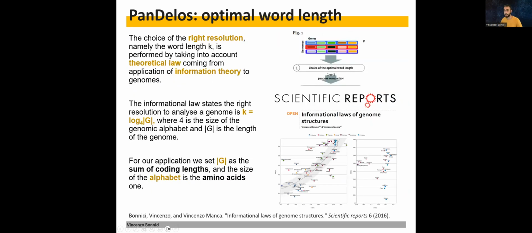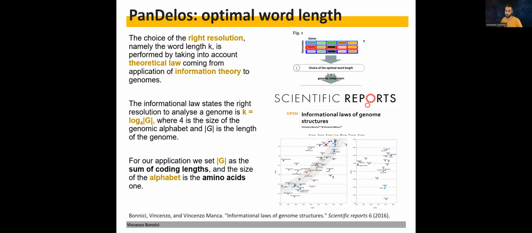So the choice of the right resolution is performed by taking into account a theoretical law that comes from an application of information theory to genomes. In this paper, we discovered that the right resolution to analyze the genome is k equal to the log base 4 of the length of the genome. And this is the right resolution to show the difference between a real genomic sequence and a random sequence of the same length.